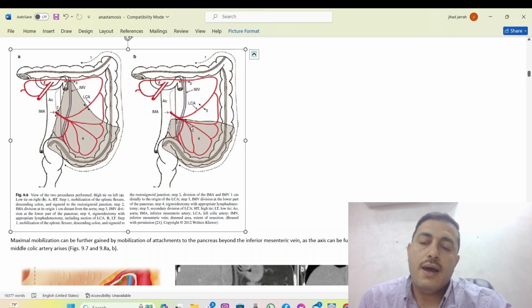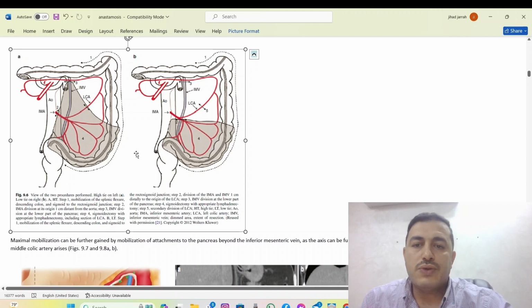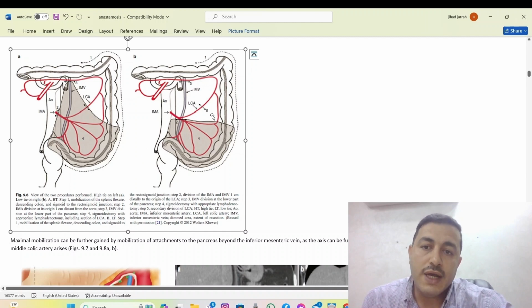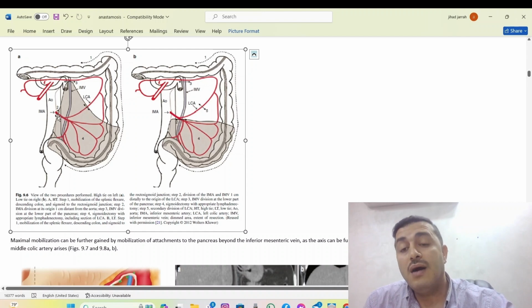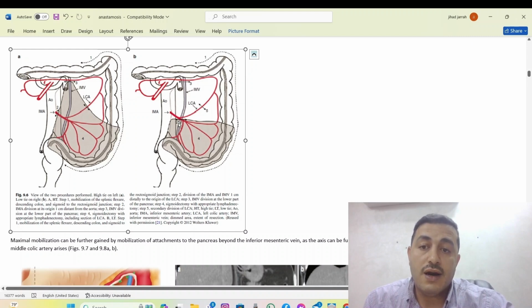This will be called the low tie or low ligation of the inferior mesenteric artery. Okay, there is a combined procedure when we do low tie with left colic resection, and collateral blood flow through the left colic will happen. So we have high tie, low tie. The remaining steps are similar. The high tie is at the origin from the aorta, the low tie is distal to the origin of the left colic artery here.